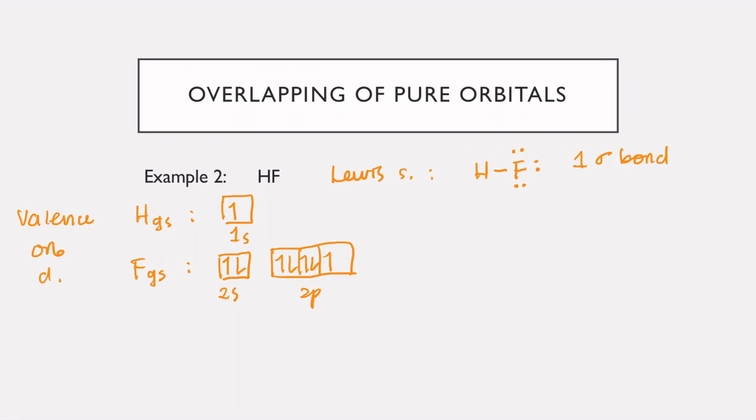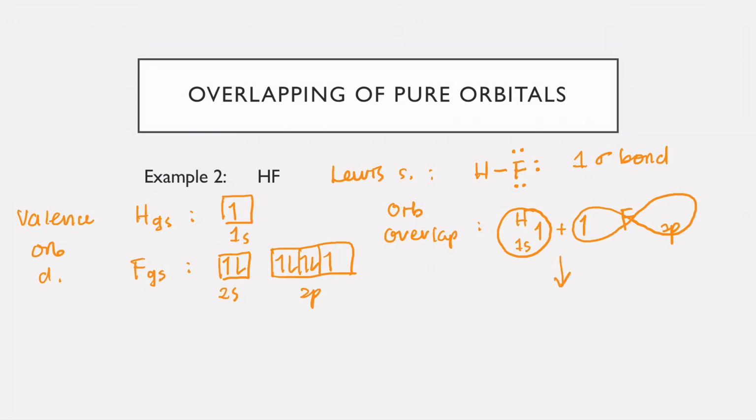So now I'm going to show the orbital overlap. So you're going to draw your 1s orbital for hydrogen, one unpaired electron, and then your 2p orbital of your fluorine atom. You will have one unpaired electron. So you're just going to draw the unpaired electrons, okay? And then you're going to overlap them. Show the overlap.